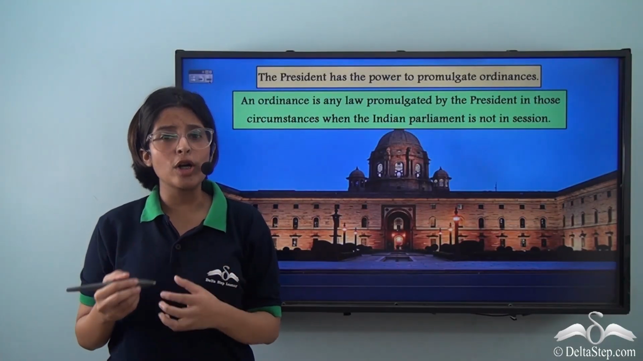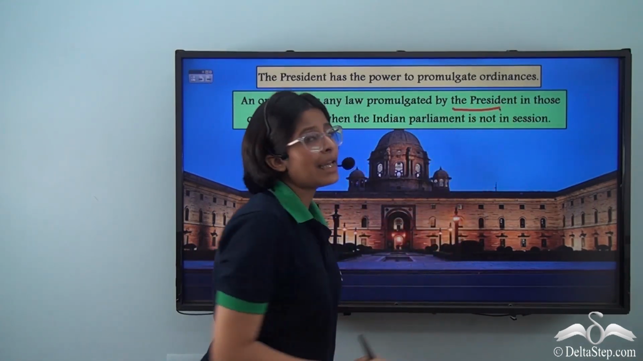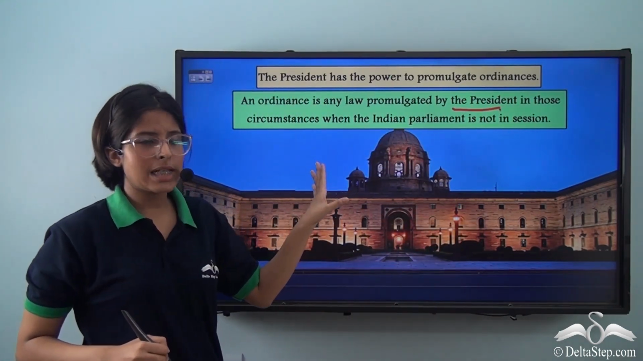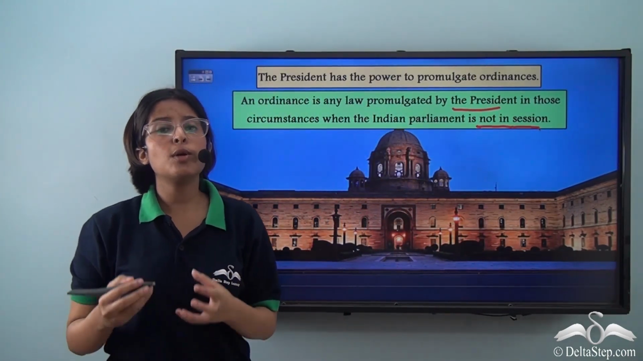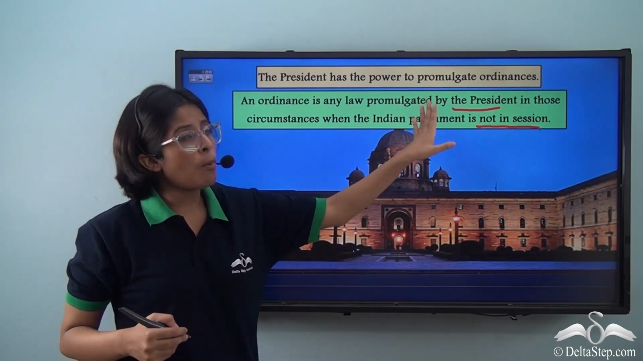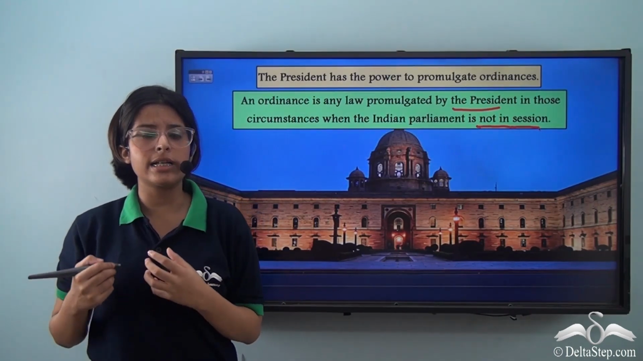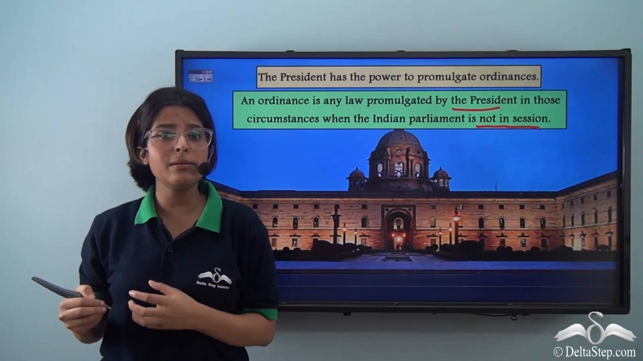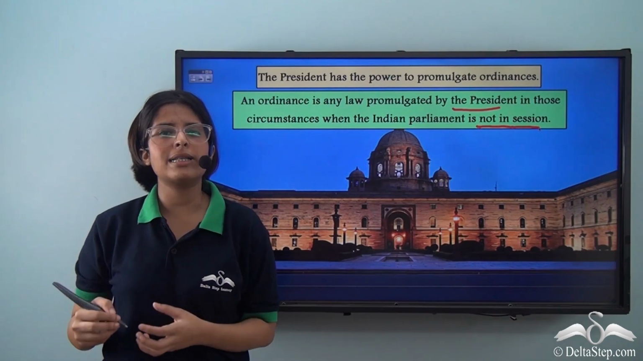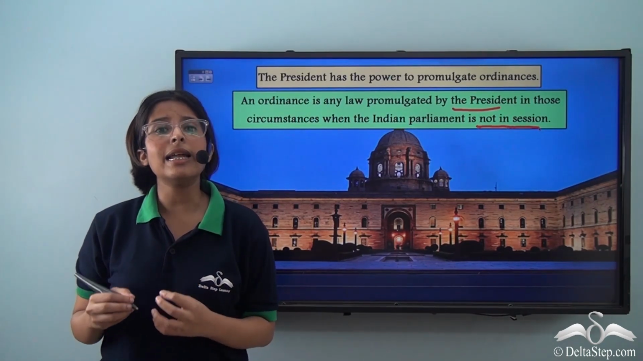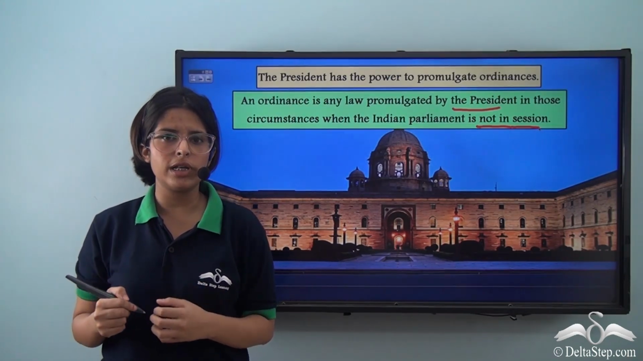Do you remember what an ordinance is? An ordinance is any law promulgated by the President in those circumstances when the Indian Parliament is not in session. So the President has the power to promulgate ordinances. This gives the President an extra legislative power whereby when the Parliament is not in session, the Cabinet can advise the President to pass an ordinance. This is an emergency or urgent legislative measure which is also temporary in nature.